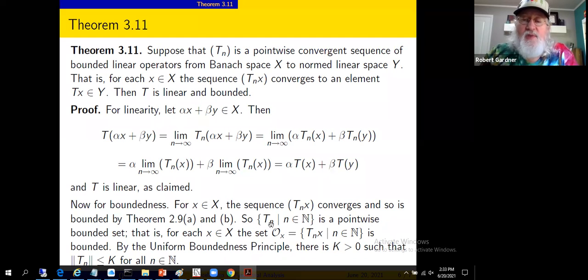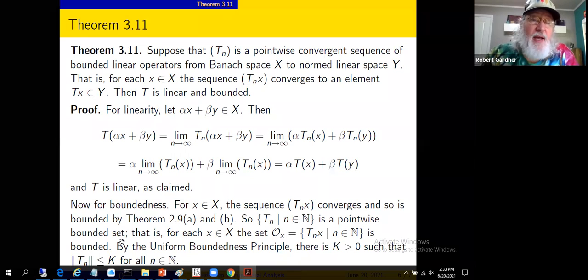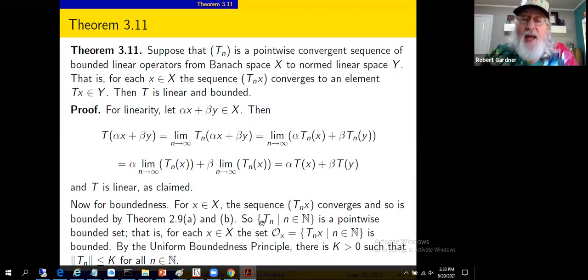So T sub n, for n a natural number, is a set of bounded linear operators. This is a pointwise bounded set. Each of the T sub n's are bounded. That doesn't mean the whole collection is bounded. But what we get out of that is for each X, a vector in normed linear space capital X, the set O sub X equals T sub n of X. As the functions change, as the indices change, X is fixed, and these things change. This is a bounded set.